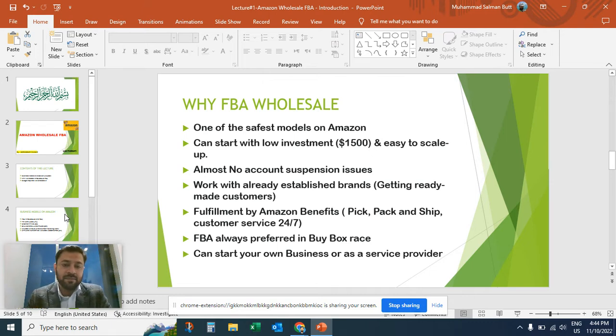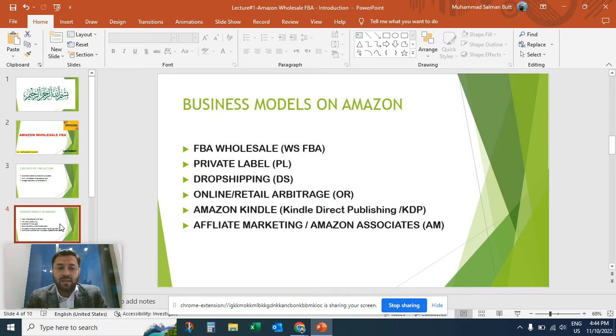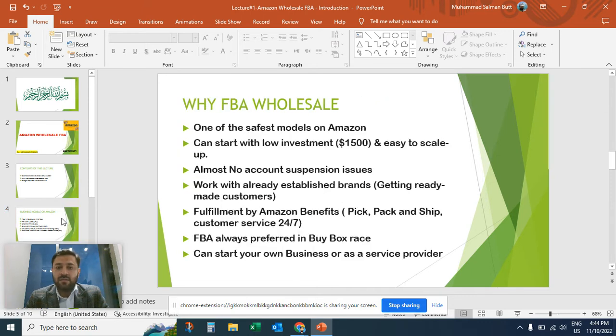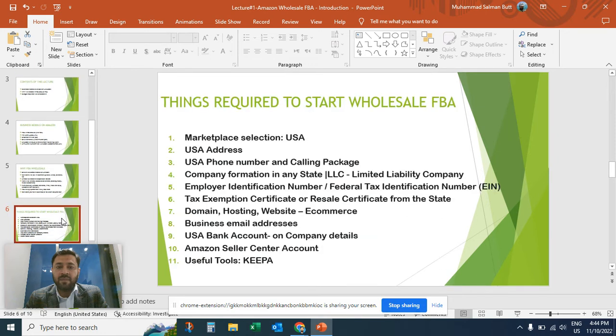Then in Amazon algorithm, FBA sellers are always preferred. So we will be getting more sales as compared to FBM. Then on the last is, by learning this course, by learning the wholesale FBA, we can start our own business, or we can work as a service provider for other people as well. So you can see there are many benefits of this model. So that's why I have selected wholesale FBA.